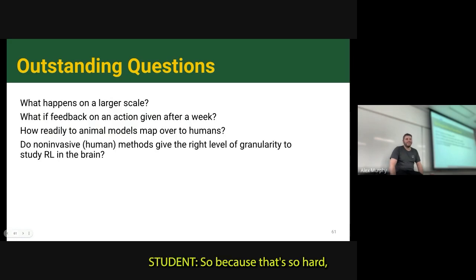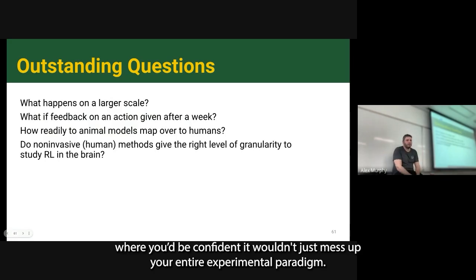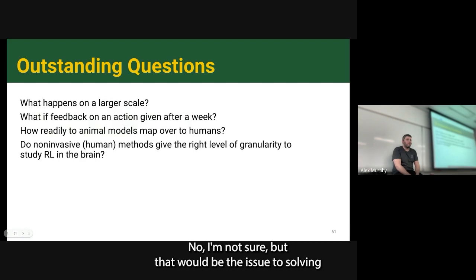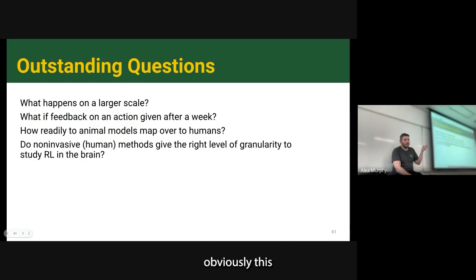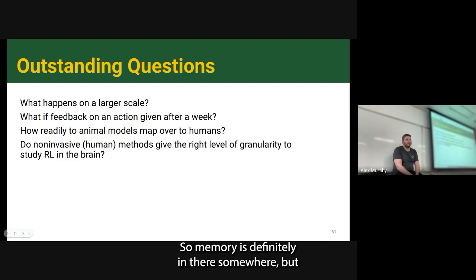Yeah, I think that's so hard to answer because we have no idea how those mechanisms might work. Some things can be implicated, but in order to make some sort of prediction you'd be confident wouldn't just mess up your entire experimental paradigm, I'm not sure. That would be the issue to solve. And obviously, this is what happens after a week, for example. Your predictions are stored in memory and you want to go back because you need to remember what you've done and what led to the potential good or bad feedback. So memory is definitely in there as something, but I think the scope for one set of studies to have a consistent, well-considered theory to encompass that is still quite far away in the future.